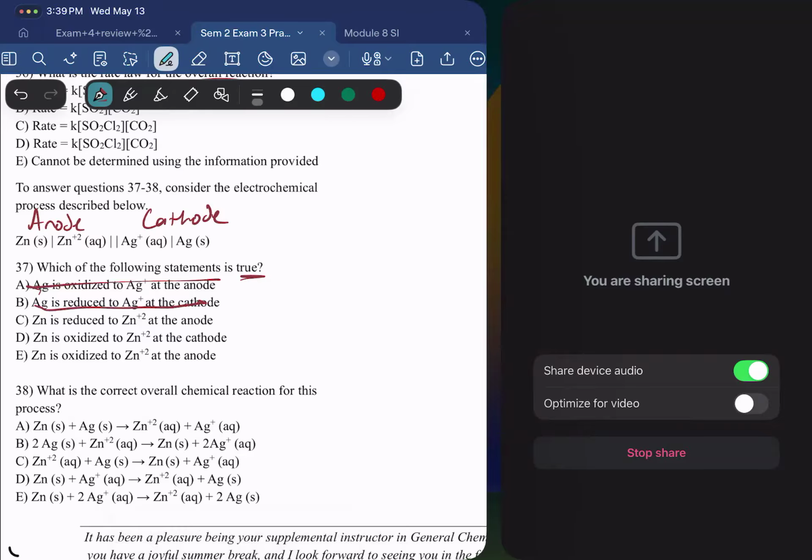This is not how the reduction works. Ag plus is getting reduced to Ag solid. Zinc is not getting reduced. Zinc is not getting oxidized at the cathode. So E is the only one that works.